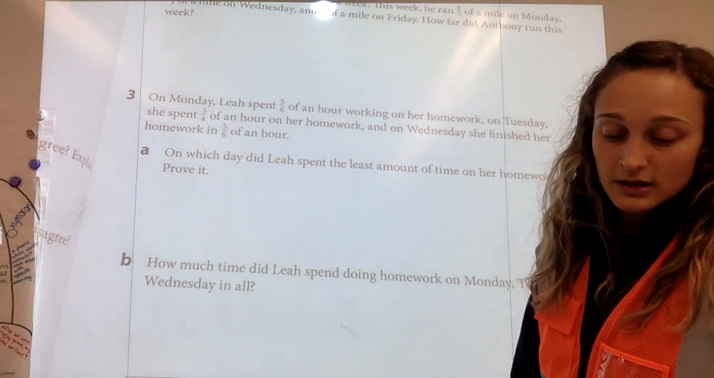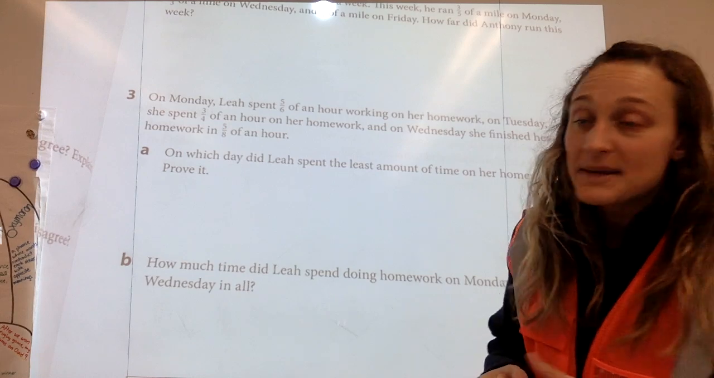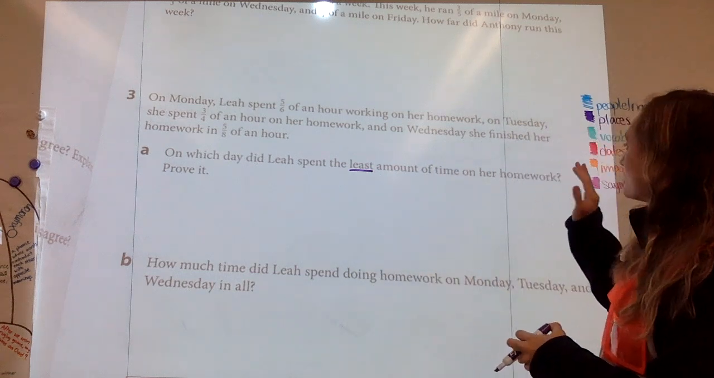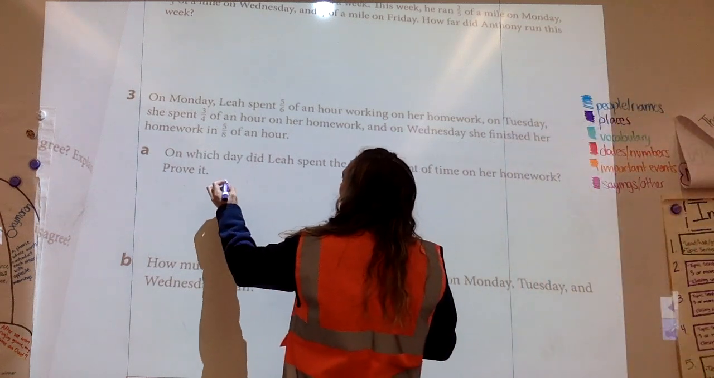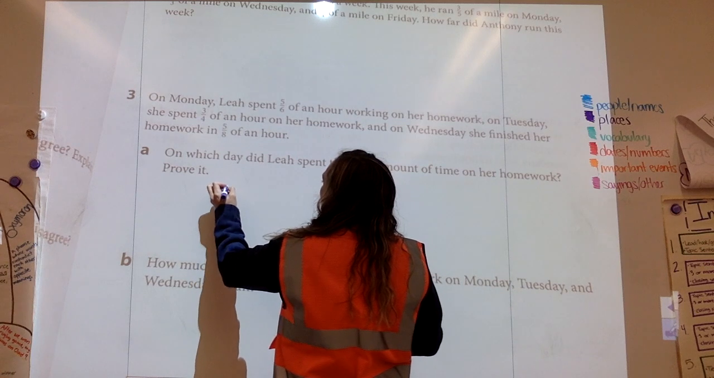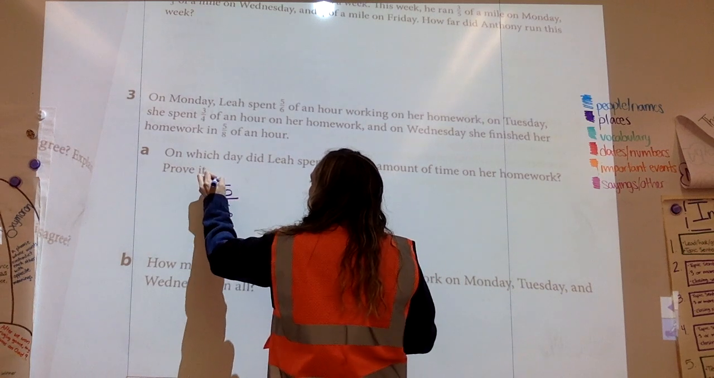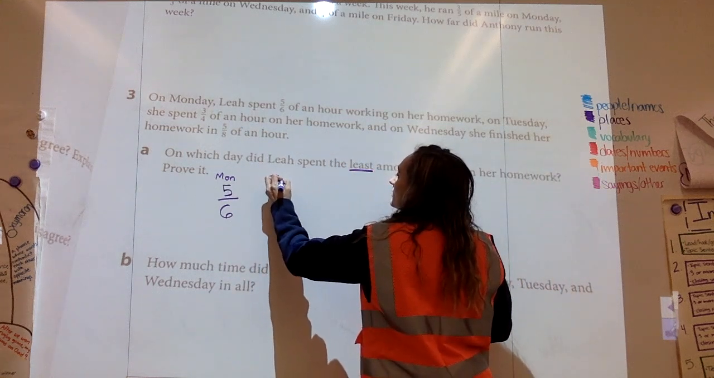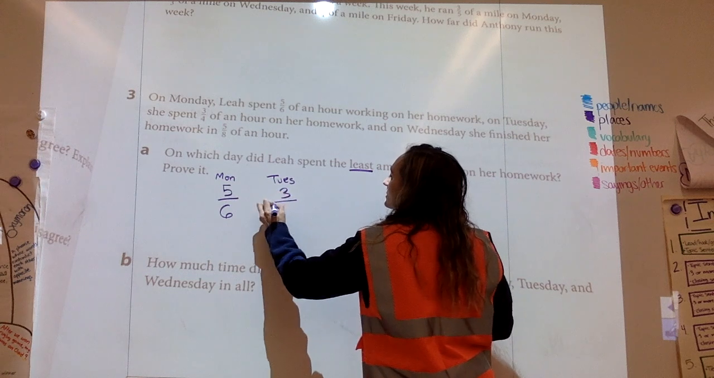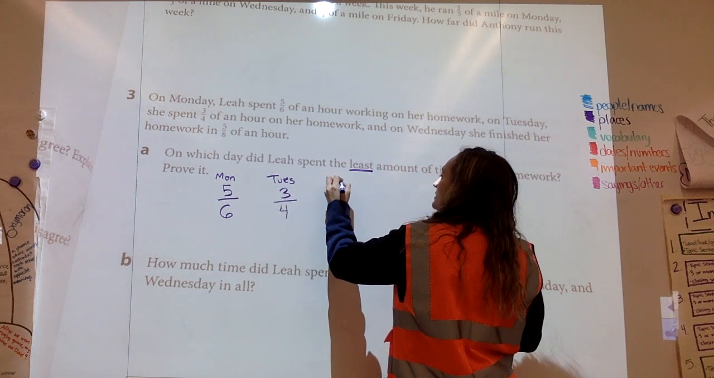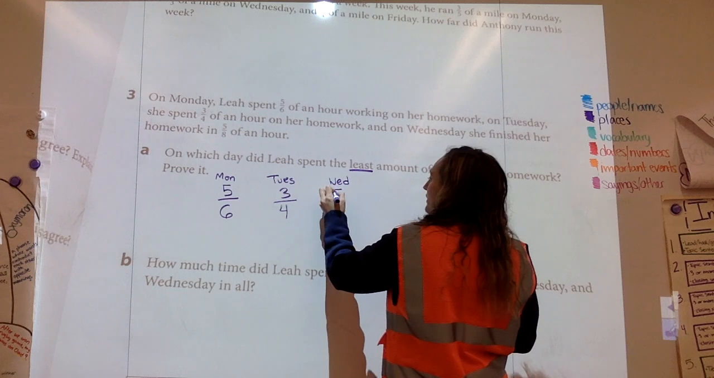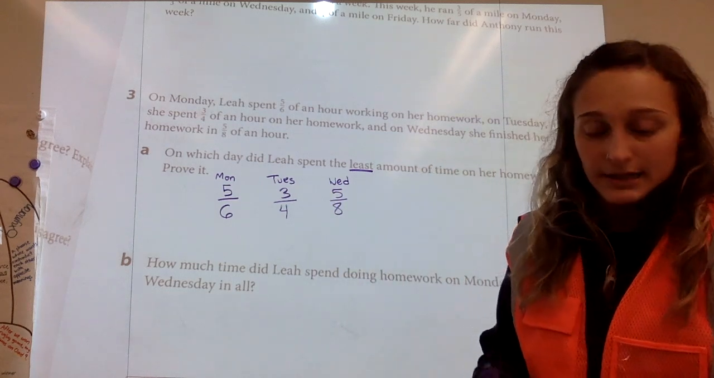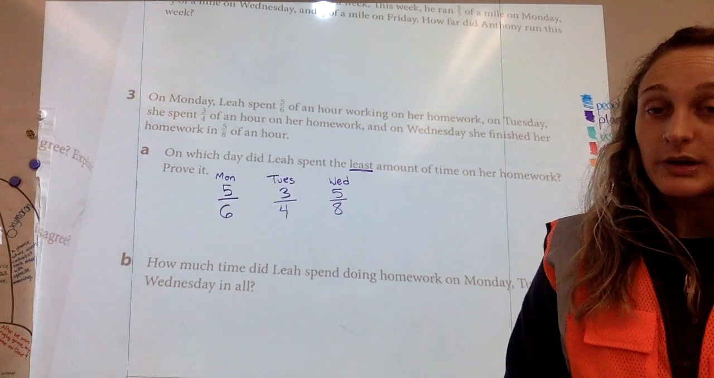So I'm going to go ahead and underline least, because I know that's going to be important. So she does her homework on Monday, Tuesday, and Wednesday. Okay, so on Monday she's going to do 5/6, and I'm going to label that just to help me. On Tuesday, she's going to do 3/4. And on Wednesday, she's going to do 5/8 of an hour. All right, so these are a little difficult to compare as they are right now.